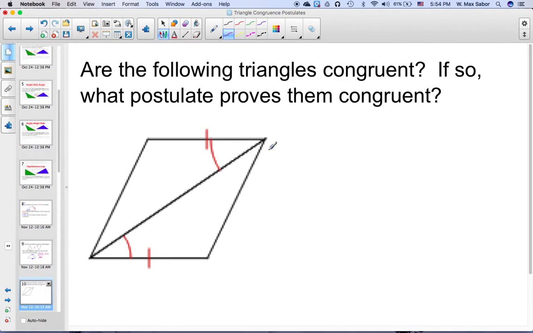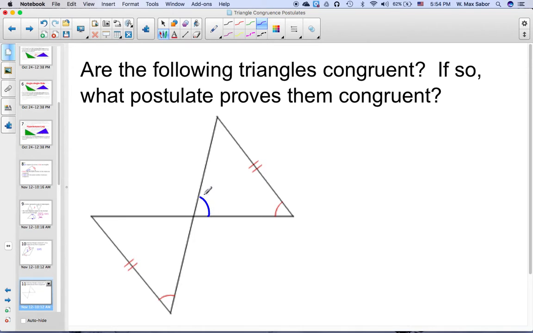So, are the following triangles congruent? If so, what postulate proves them congruent? So, that's a side. There's an angle. And then we also get to count this side because it's the same in both triangles. So it's 2 sides and the angle between them. So side, angle, side.